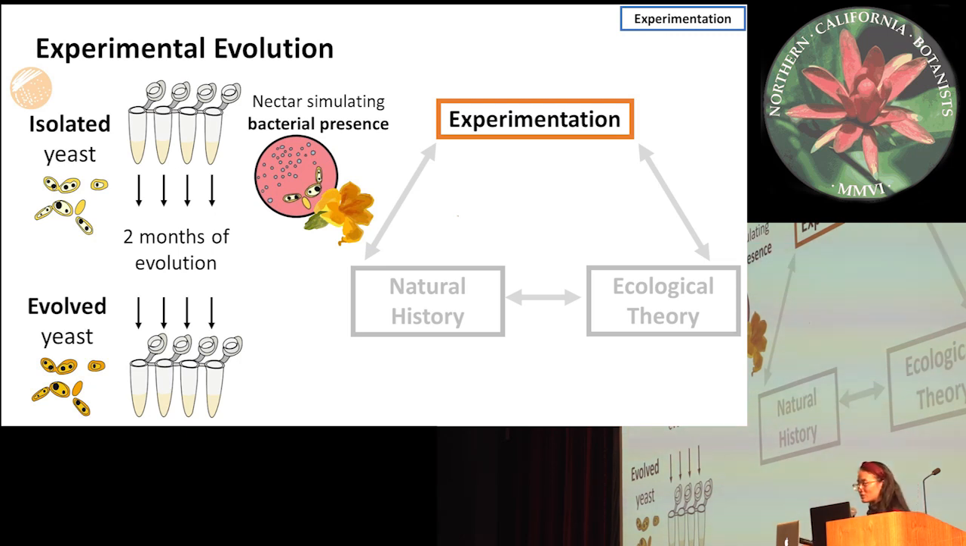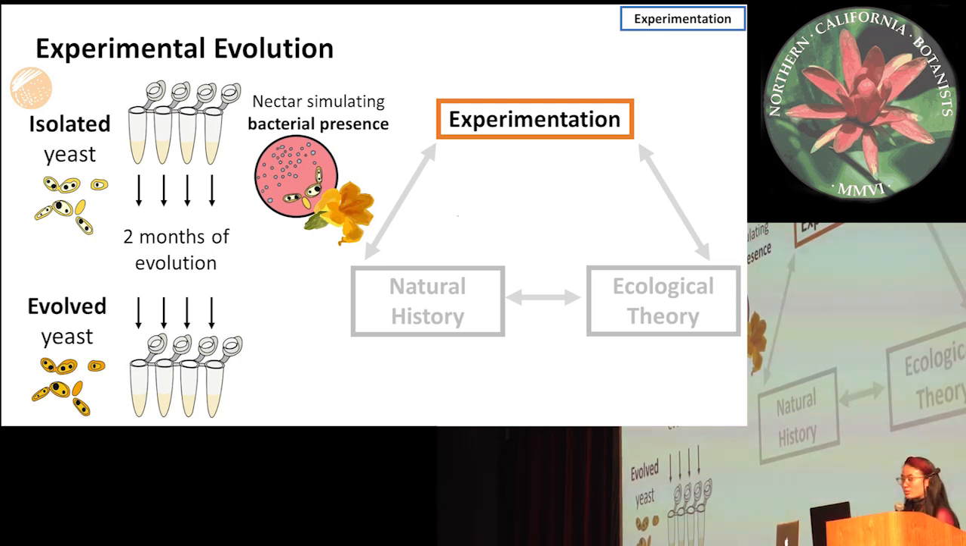We can make this nectar in the lab, and what I did was I grew bacteria in that nectar, and then I filtered the bacteria out. So it looked like there were bacteria there to the yeast, but there actually weren't. And I passaged them from tube to tube over 2 months, which is the length of the flowering season of our plants, simulating those microbes seeing bacteria multiple times as they move flower to flower.